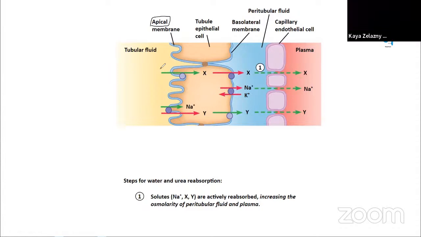So one thing we may have happening is just sodium going through its own transporter by passive transport, then getting actively transported into the peritubular fluid, passively transported back into the plasma. That's why it's just drawn X. That's the general format here.